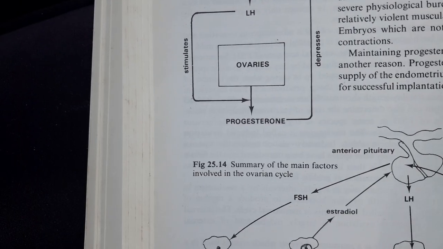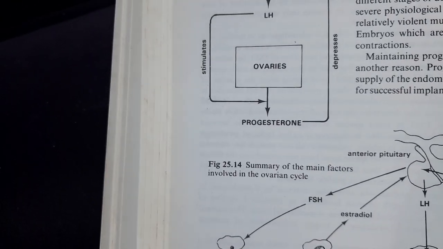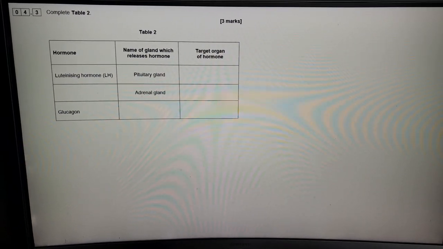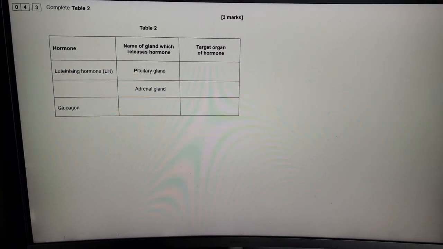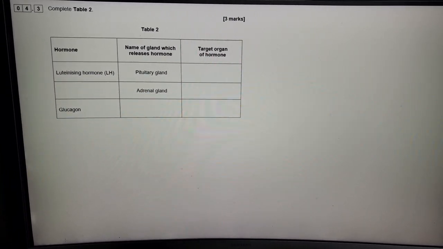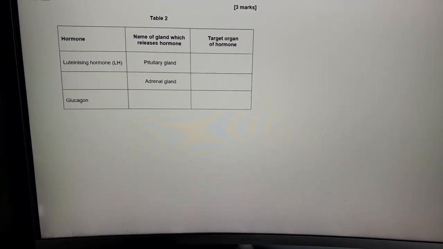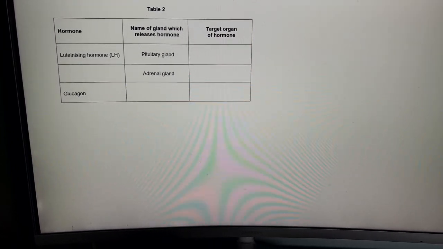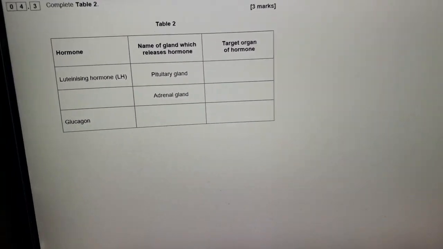eggs back in. Okay, so we're now going to look at a question. Are you ready? So here we go. We've got a hormone and we've got glands which release them. I want you to pause the video and write down the answers. I said pause the video and write down the answers. Do it. Have you written down the answers? If not, there's really no excuse. Go do it. But if you have, let's look at the answers.